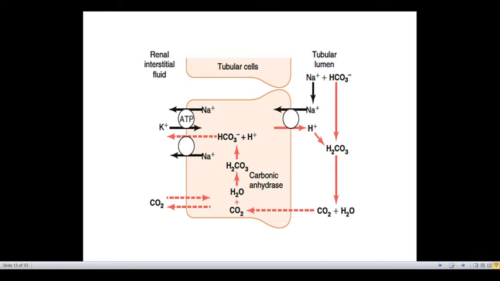The figure shows the cellular mechanisms for active secretion of hydrogen ions into the renal tubule and sodium reabsorption in exchange for hydrogen ion secreted. This pattern of hydrogen ion secretion occurs in the proximal tubule, the thick ascending segment of the loop of Henle, and the early distal tubule.